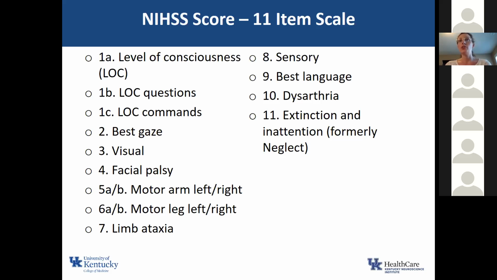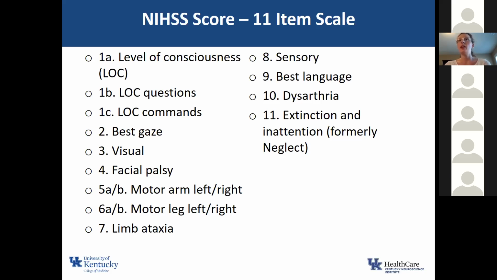Visual is assessing their visual fields in both eyes, checking for a facial palsy, assessing drift in the bilateral upper extremities one at a time, same thing in the lower extremities, checking for limb ataxia in all extremities. Sensory, the same. Best language is you're assessing for their ability to identify objects, read sentences, checking for an aphasia there. Dysarthria is, you can pick up on that anytime throughout the exam that the patient's talking, but we specifically have them read a couple of sentences, and when they're naming objects as well, you can pick up on a dysarthria.